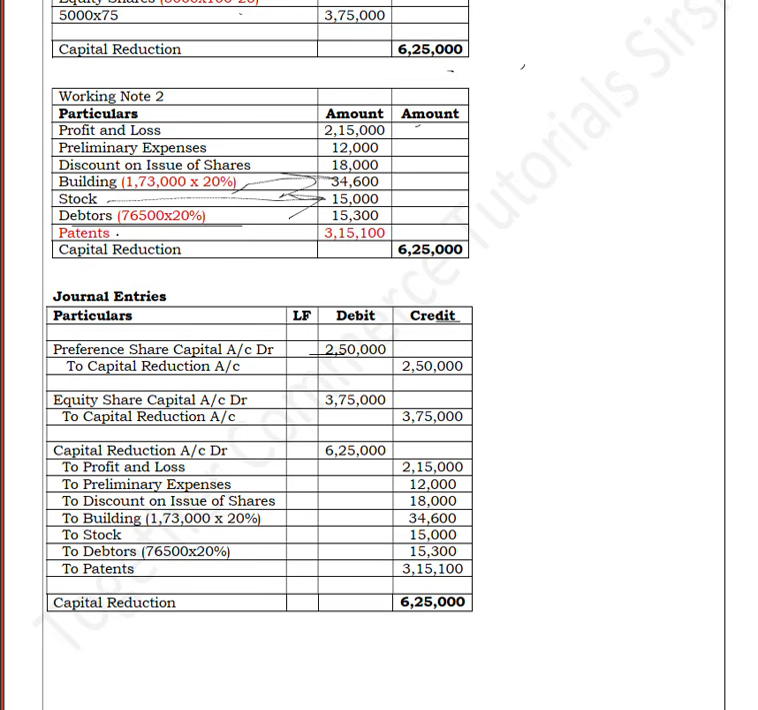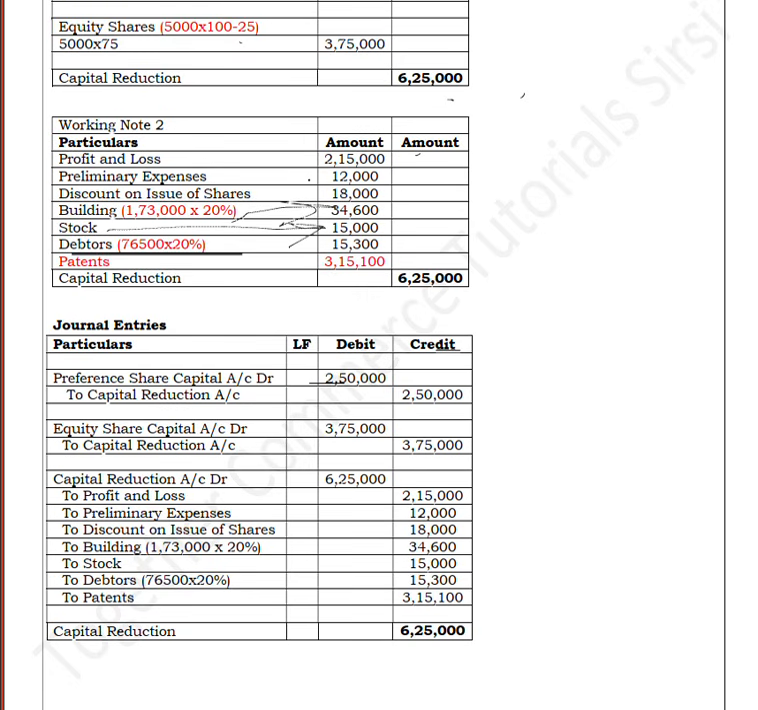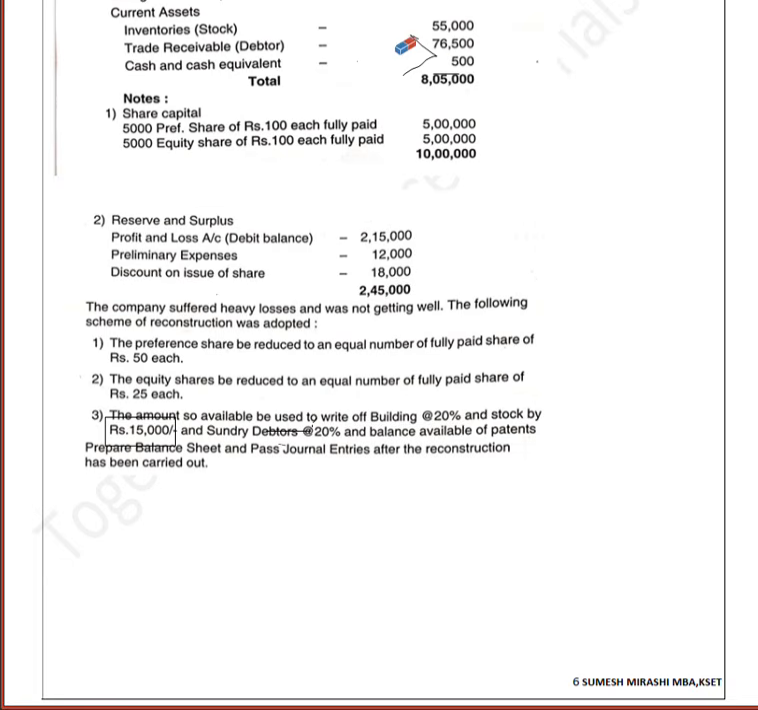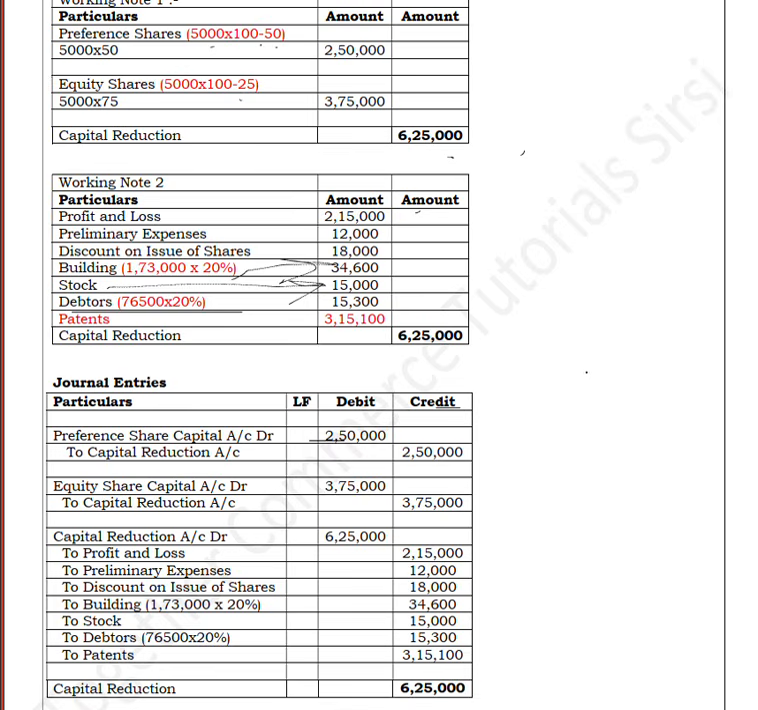Where did patents come from? There is confusion again. Patents 3,15,000: where did it come from? It is not given in the question, but see what they have said at the end here. Let me rub this. At the last they have said "balance of patents". Balance of patents means whatever is left, the balancing figure, must be given to patents. This is what we have done here. So how do we get the balancing figure? Simple. In the first working note, our capital reduction amount is 6,25,000, right? We have to copy that here first. Write this 6,25,000 first, and deduct all these amounts from it: 6,25,000 minus 2,15,000 minus 12,000 minus 18,000 minus 36,400 minus 15,000 minus 15,300. If you deduct these amounts, you will get 3,15,100 as the balancing figure, and that is to be given for patents.